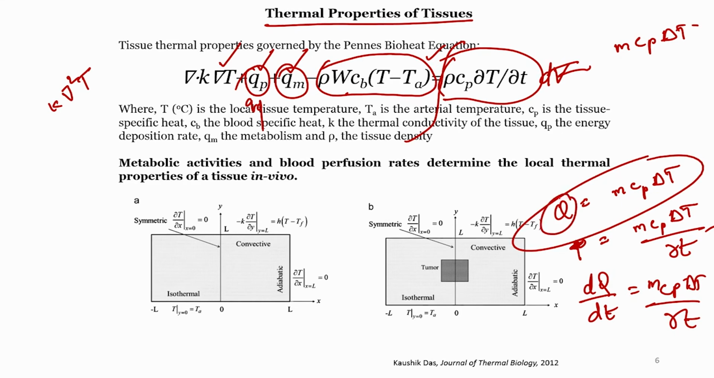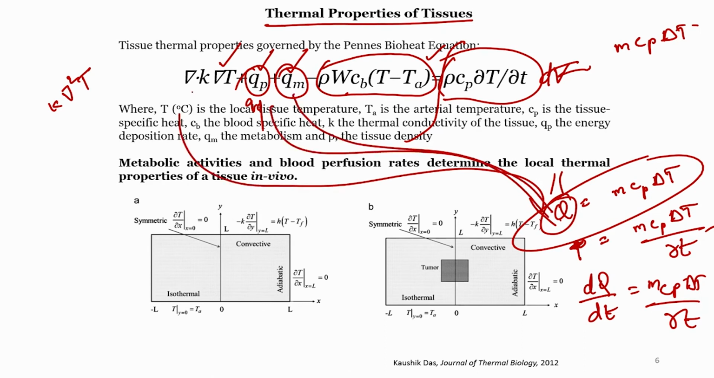But then this Q is a very tricky thing. This Q has several contributing factors, which is what we have seen here. It has QP, it has QM, it has del dot K del T, it has the blood perfusion rate. So, you understood how a basic equation such as Q equal to mCp dT has been modified by the scientific community to take into account the different competing biological processes that are actually happening inside the tissue. It is finally about an estimation problem, for us to better estimate this Q value.